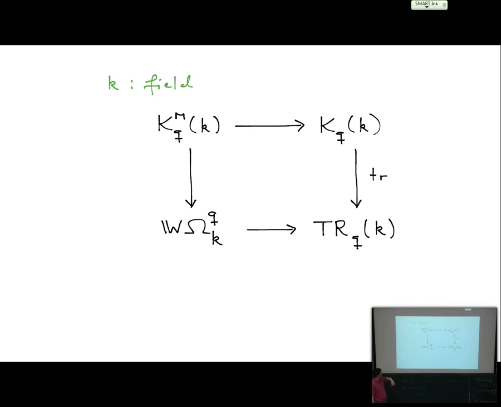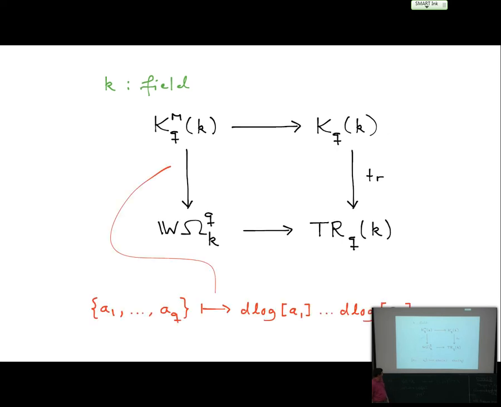If K is a field, then we have the trace map from K theory to TR, and we have these maps from the universal algebraic structures back to the right-hand side. And now the map on this side is given as follows. It takes a symbol. So here A1 up to AQ are now units in the field. And you take their Teichmüller representatives and the D logs and multiply them together. So that's what the map looks like on this side.